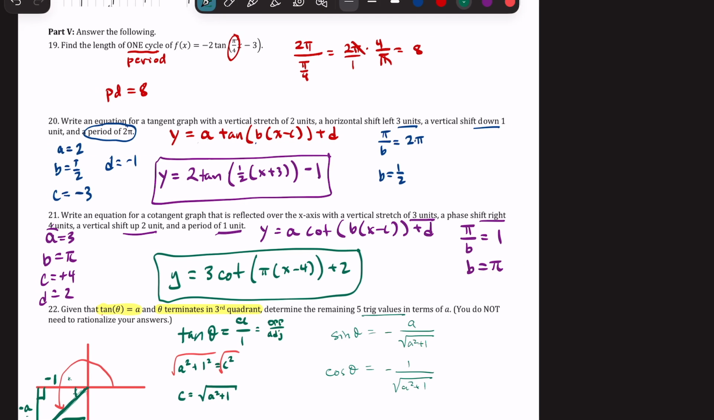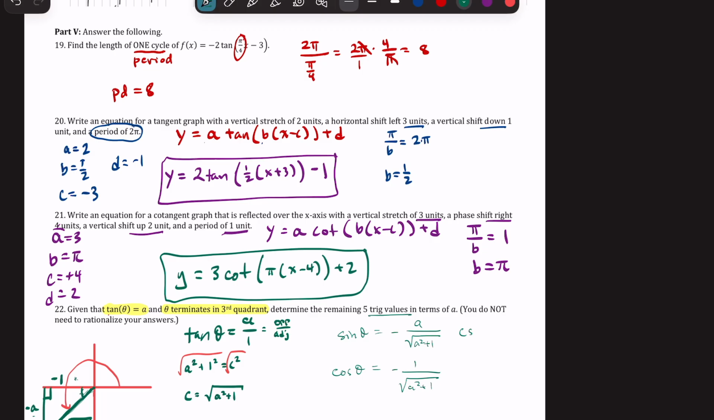And then what I can do here is cosecant is the reciprocal of sine. So that's just negative square root of a squared plus 1 over a. And secant theta is just the reciprocal of cosine, so that's negative square root of a squared plus 1. And then I already know what tangent is from here. So cotangent of theta is just the reciprocal of a, so it's 1 over a.